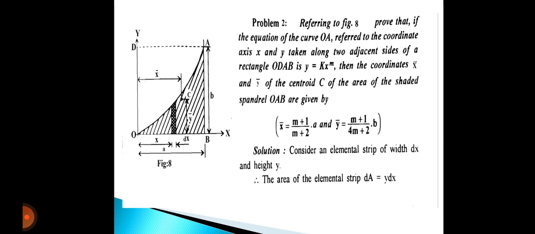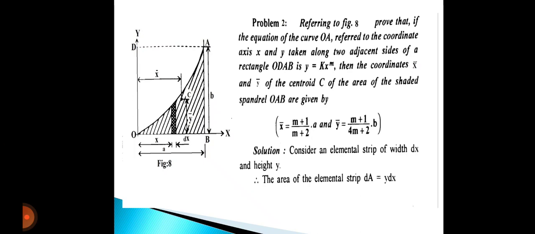Now, problem number 2, referring to figure 8: prove that if the equation of a curve OA, referred to the coordinate axes x and y taken along two adjacent sides of a rectangle ODAB, is y equals kx to the power m, then the coordinates x bar and y bar of the centroid C of the area of the shaded spandrel OAB are given by x bar equals m plus 1 by m plus 2 into a and y bar equals m plus 1 by 4m plus 2 into b.